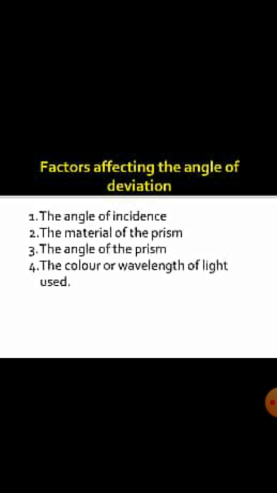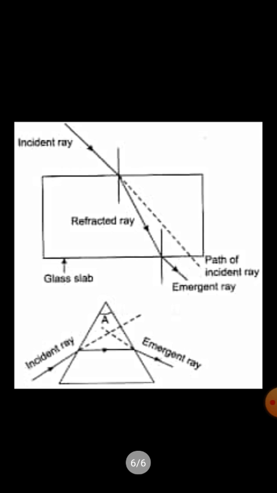So now we will see a comparison between how a light ray is getting refracted when passing through a glass slab and how it is getting refracted when it passes through a prism. In a glass slab, we have seen that the emergent ray shifts parallel to the incident ray. But in a prism, the emergent ray is deviated by an angle.